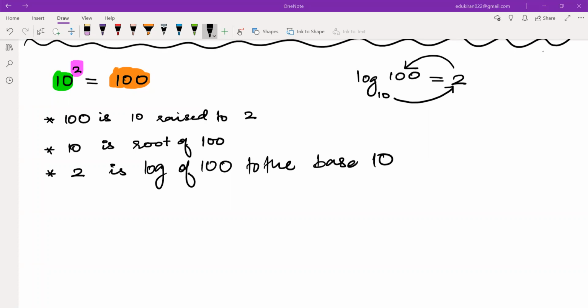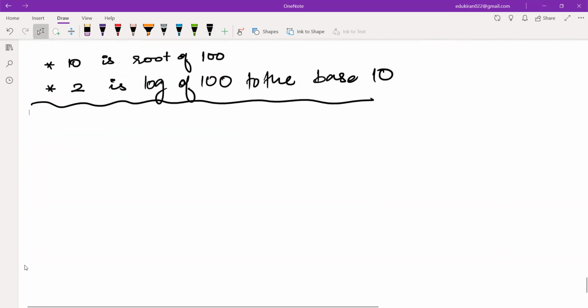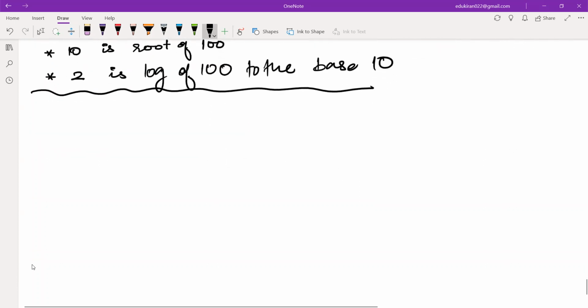10 to the power 2 is equal to 100. You remember this. Now, I'm going to derive a few rules of log, by using this knowledge of log that we have just derived. We have just invented log, and we said that we are inventing log to give what is the exponent. So the exponent is the log of the number to the base 10. So 2 is the log of 100 to the base 10.